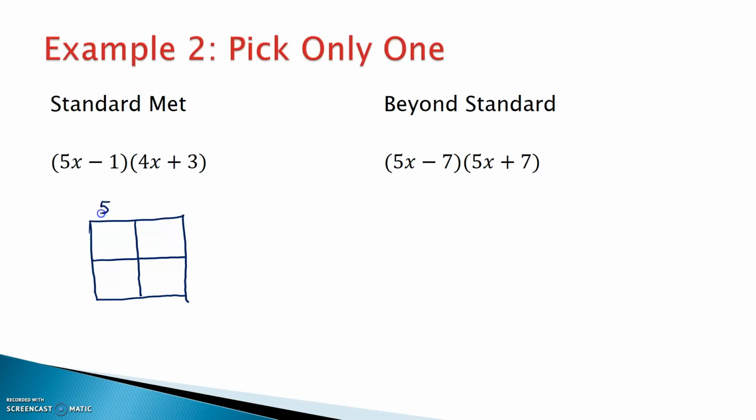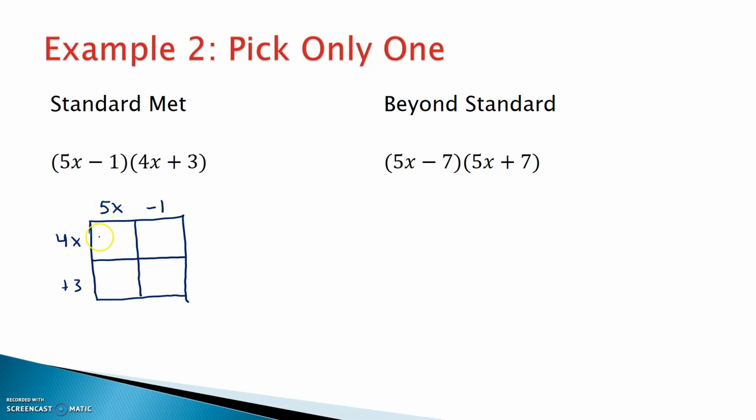So let me write in 5x, my first term. My second term, that's not just a 1, it's a negative 1, so watch out. I have 4x sitting on the left here, and right below it I have a positive 3. Now let's go ahead and fill it in by actually multiplying. You're secretly doing distributive property here.